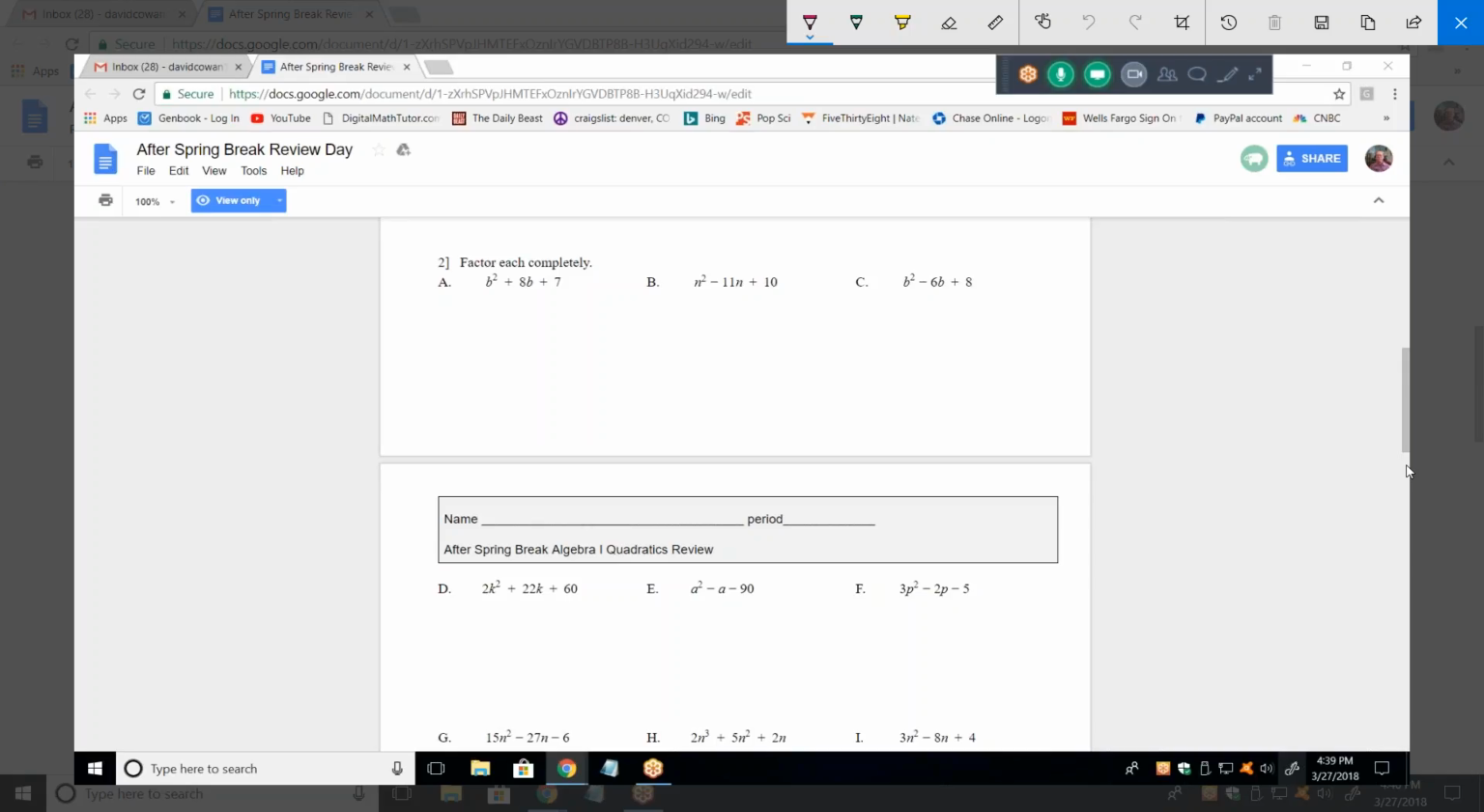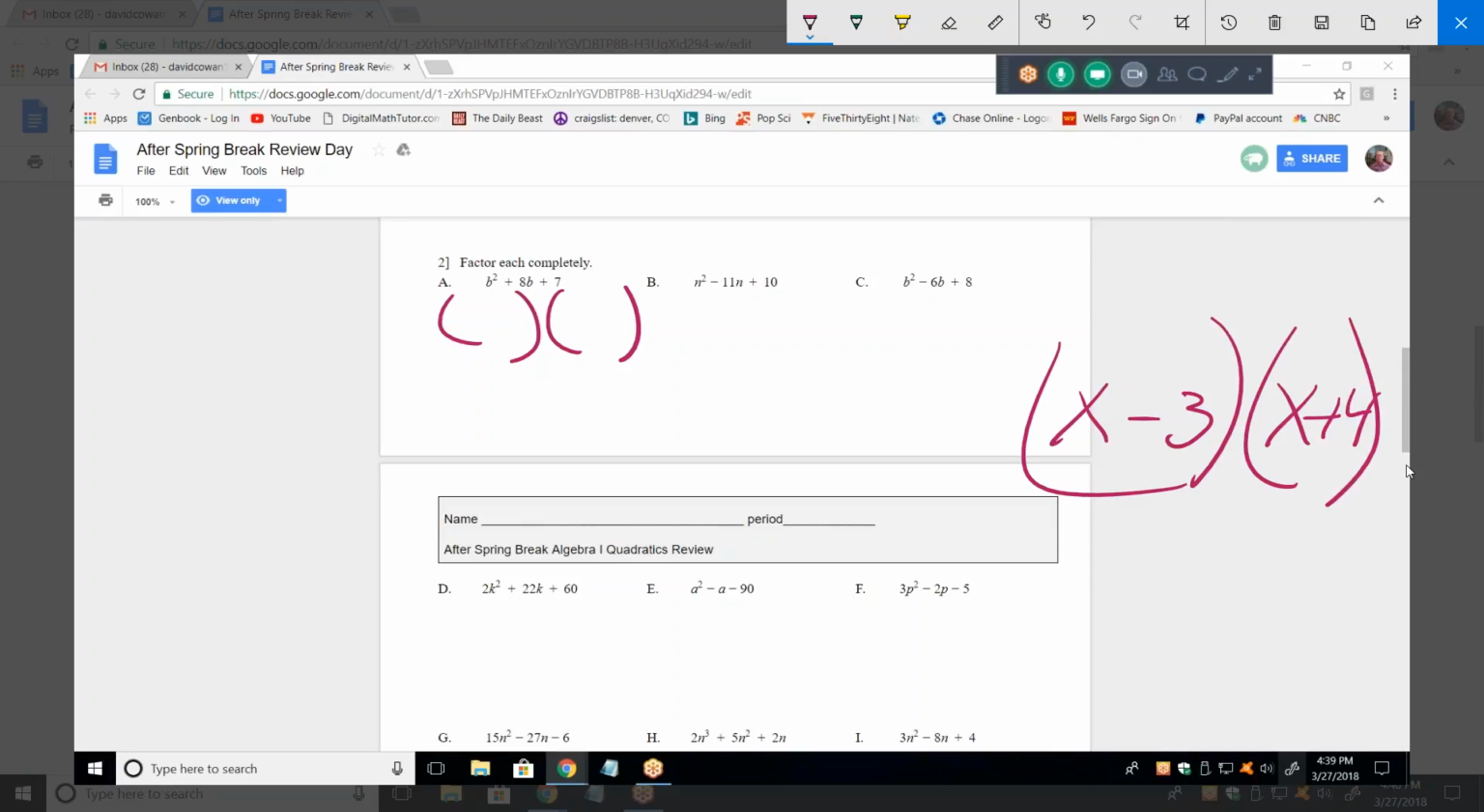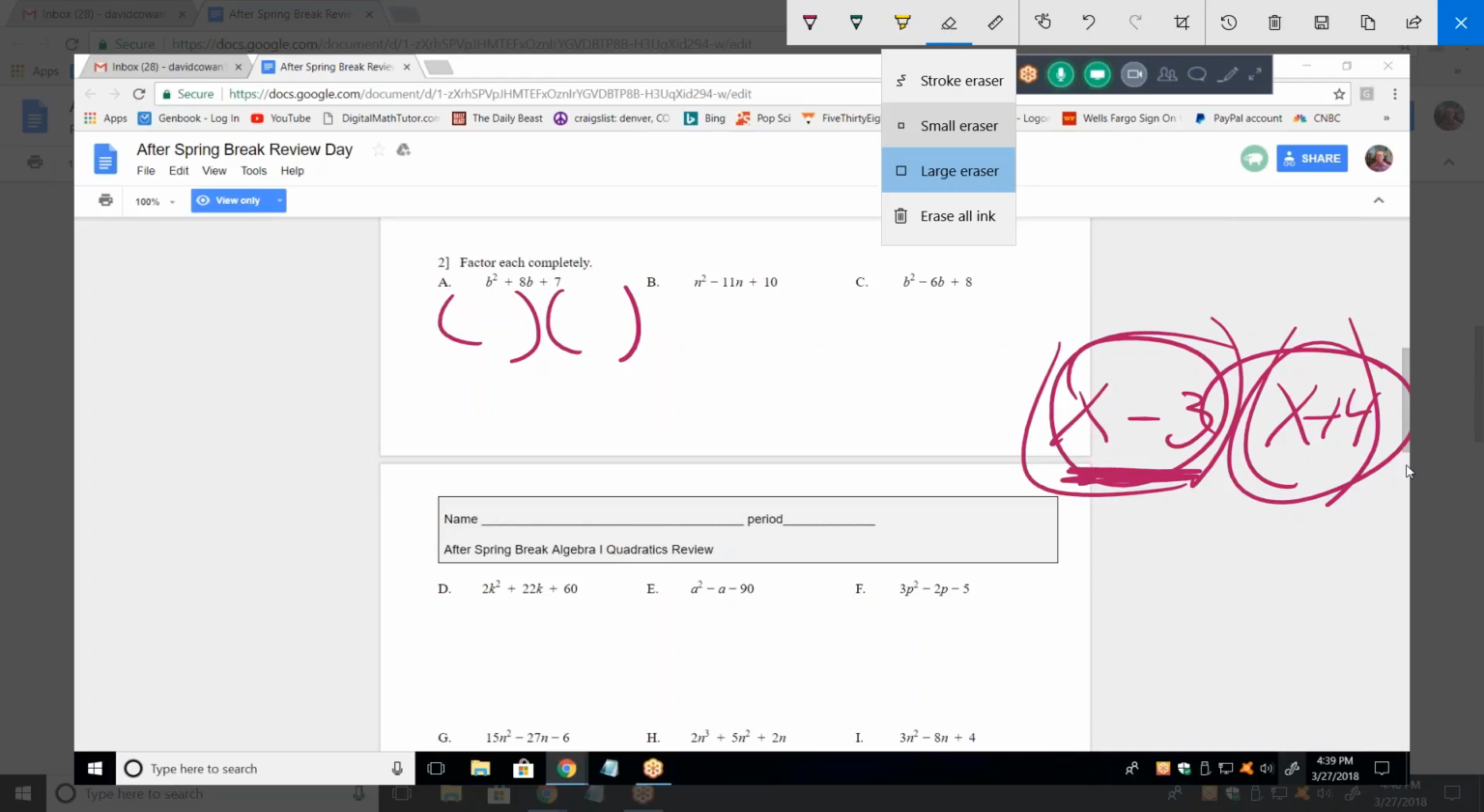Let's do 2A. This one does factor. Now, when I say it factors into linear factors, something looks something like x minus 3 times x plus 4. That's what I mean by linear factors. There's no x squareds in there. There's an x that makes it linear. And this times that has to equal that. That's what factoring is: it's the opposite of foiling.